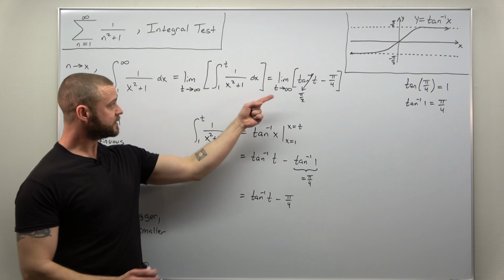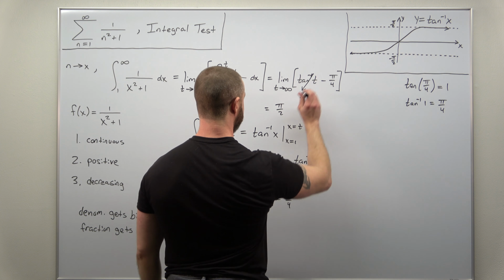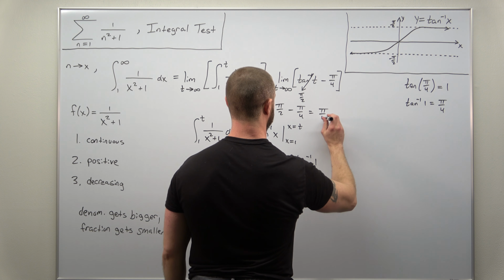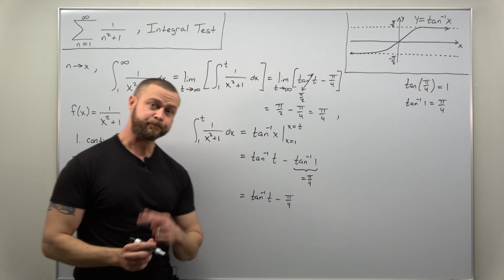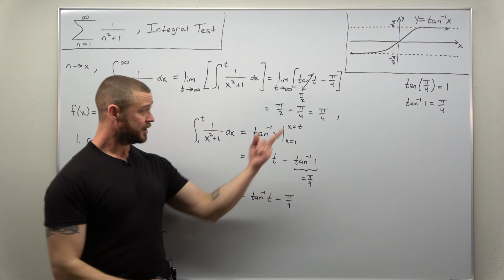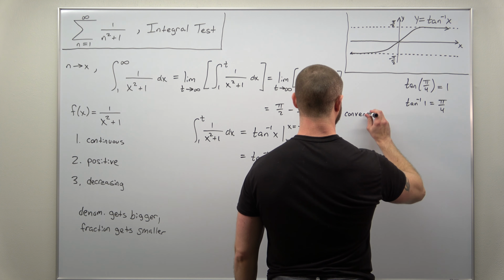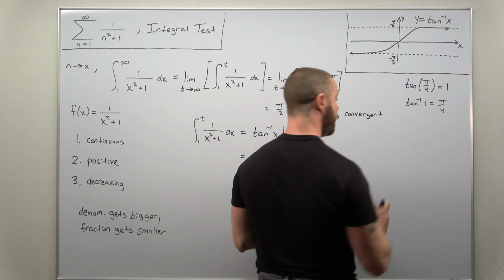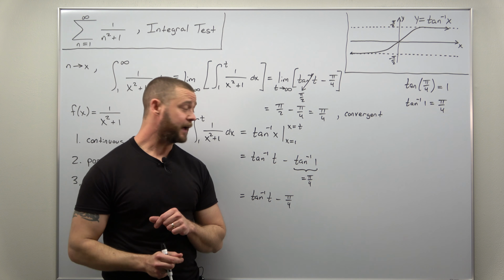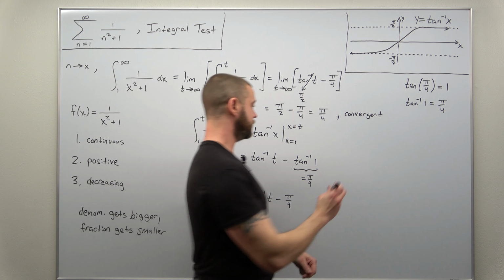All right, and if we take a look at that, looks like we get a finite value here. We get that this limit is going to be pi over 2 minus pi over 4. And if you work that out, since the limit here works out to be a finite number, the limit exists. So our improper integral is convergent through direct evaluation. Now we just need to make this precise with the integral test.